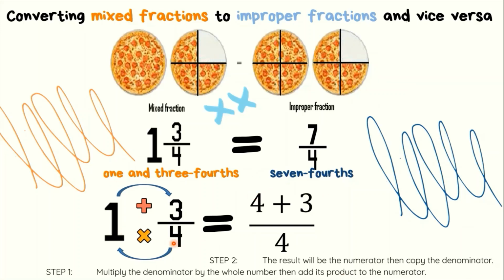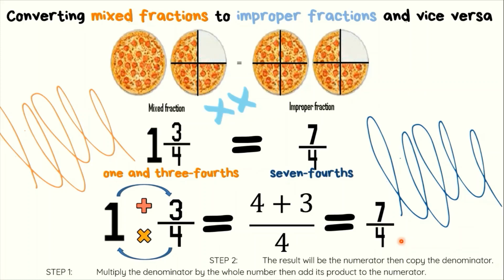4 times 1, multiply the denominator by the whole number. Ang ating result or product is 4. Then add to the numerator. 4 plus 3 is equal to 7. And then copy the denominator which is 4.